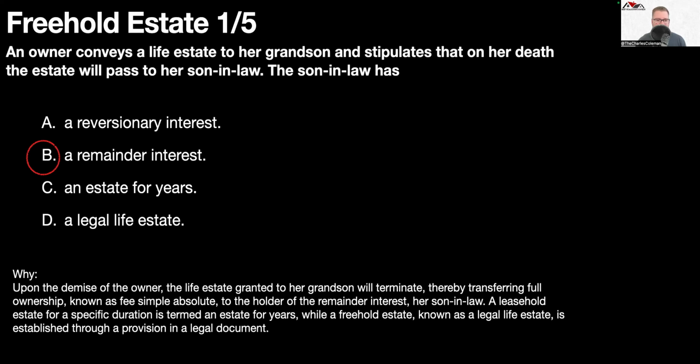A leasehold estate for a specific duration is termed an estate for years, while a freehold estate, known as a legal life estate, is established through a provision in a legal document.